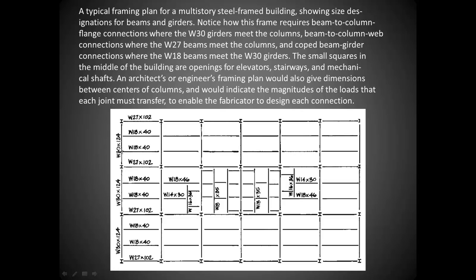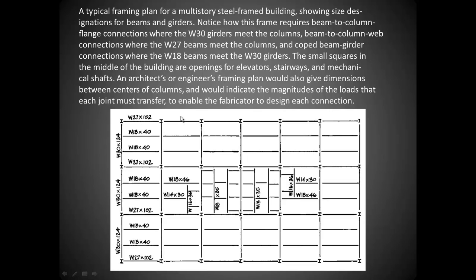This is a W30 by 124, so we know immediately this is a 30-inch deep girder that is 124 pounds per linear foot. This beam running into it is an 18-inch deep beam that's 40 pounds per linear foot. You'll notice when it gets to these column lines, it increases the depth of these beams so that they're larger in size. With these left blank, it's just understood that these continue.